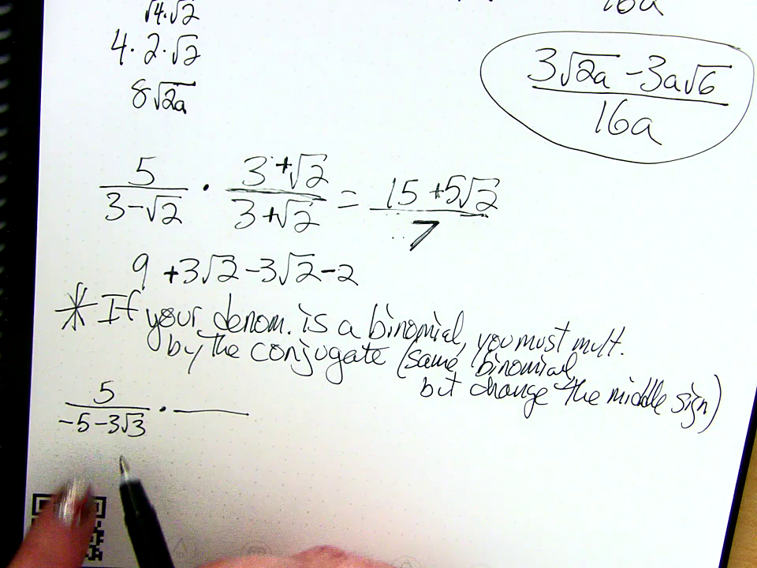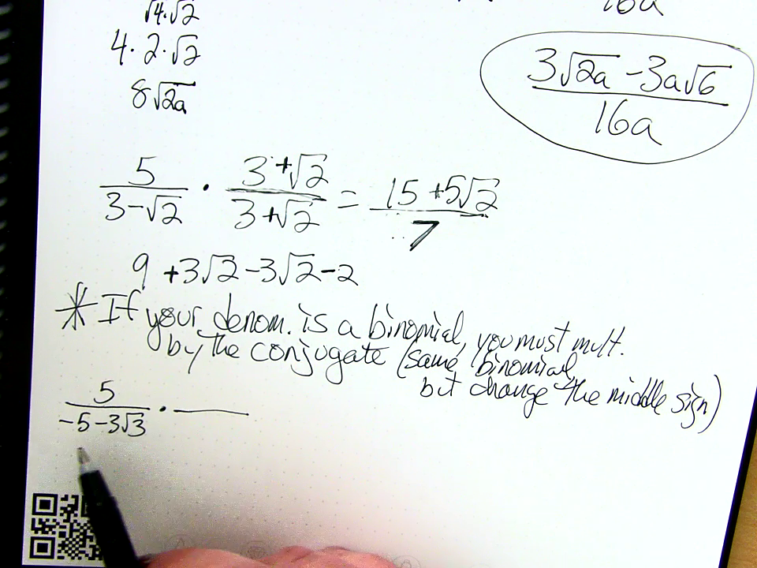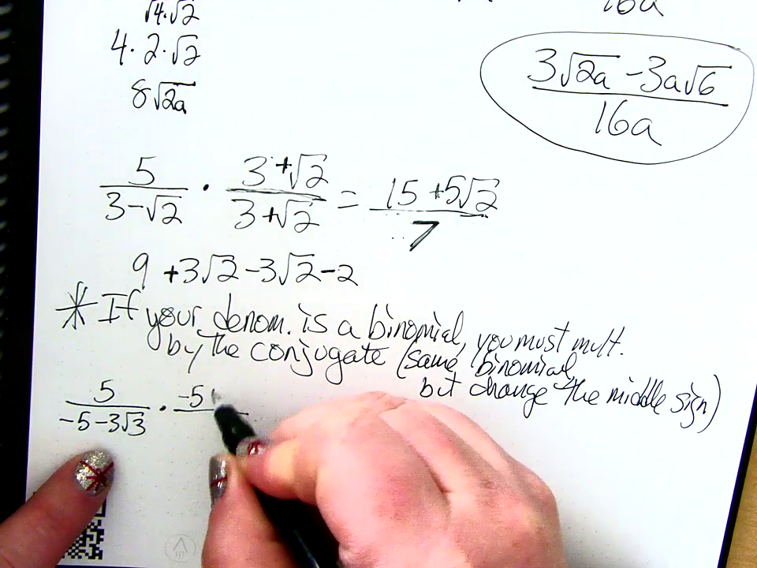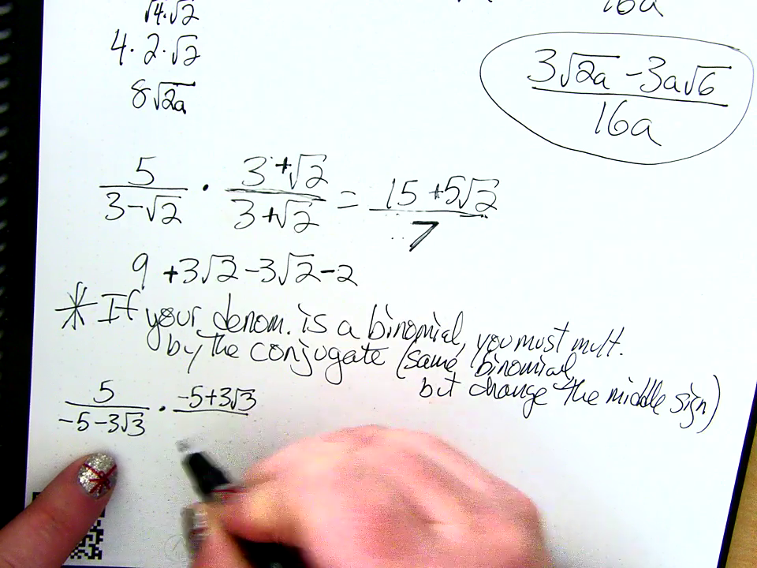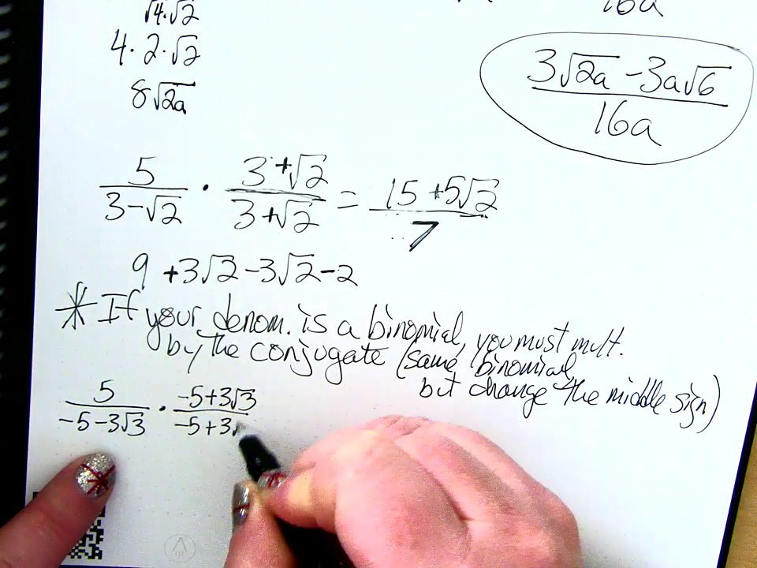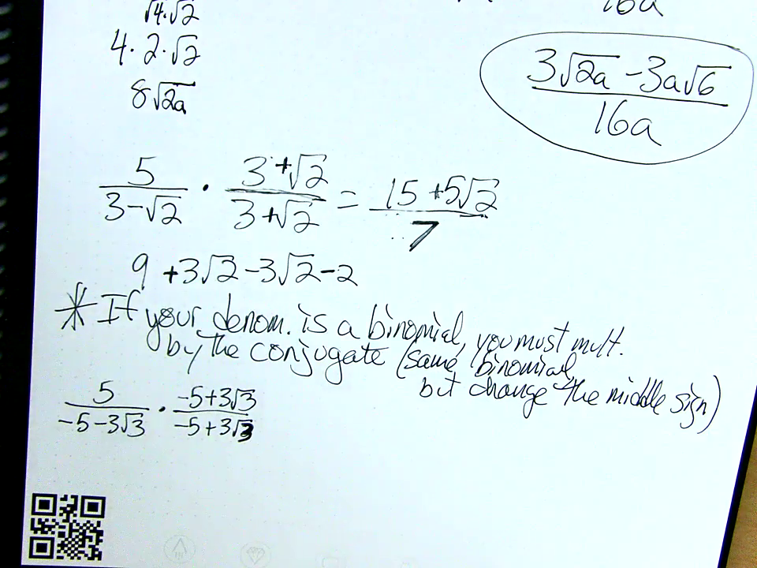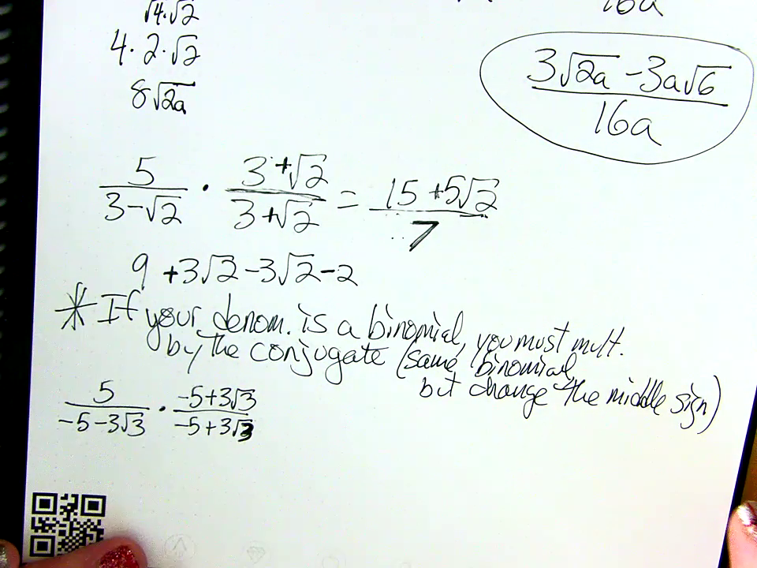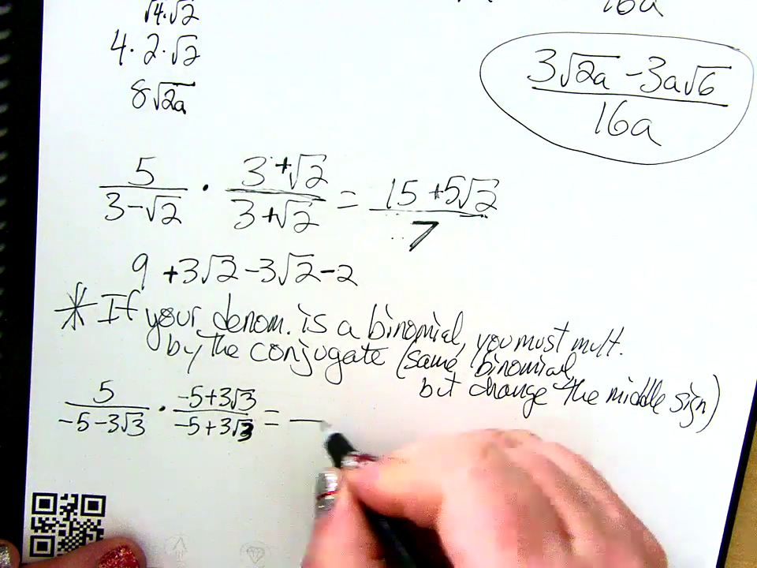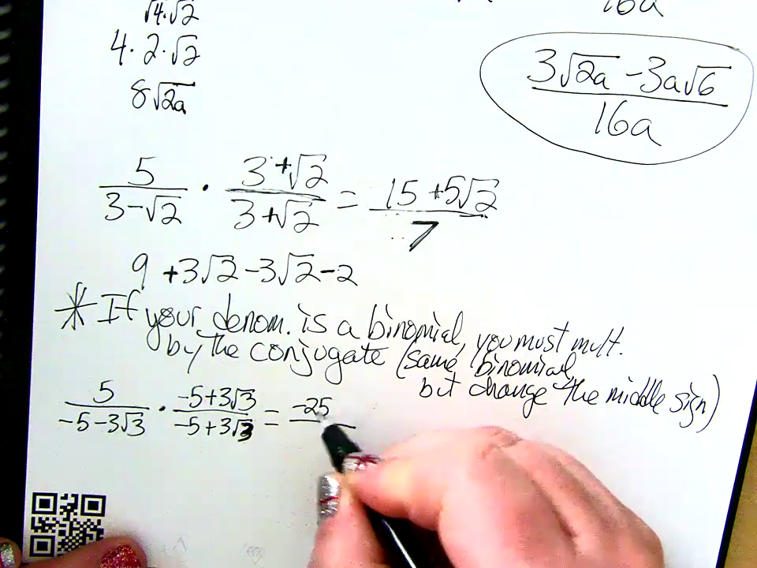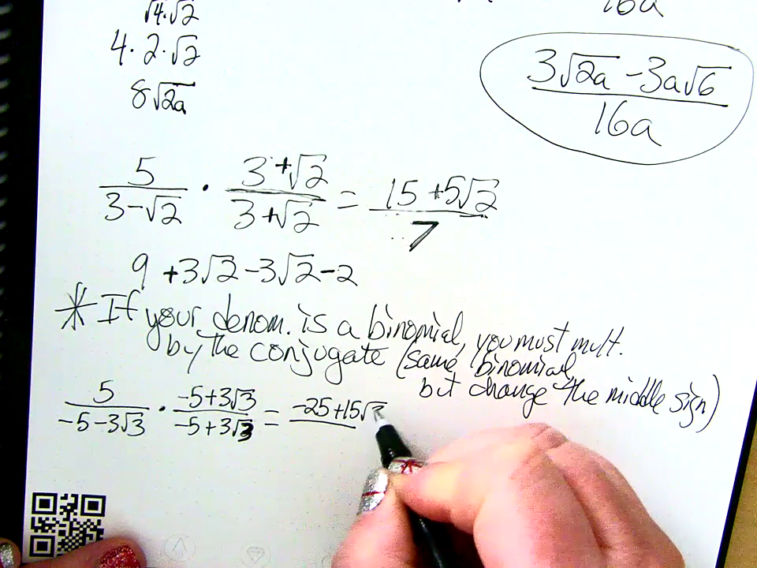You're almost right. It's only the middle sign that you change. So that negative 5 is still going to stay a negative 5. If it was a positive 5, it's going to stay whatever it is. It's only the one in the middle that gets changed. So I want to do negative 5 plus 3 root 3. Negative 5 plus 3 root 3. Oops. Okay, so make sure up top you have to distribute, so that should be a negative 25 plus 15 root 3.